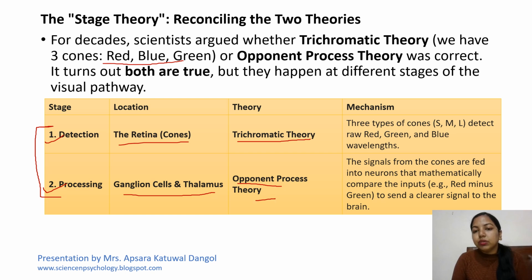The detection process is about trichromatic theory and the processing is opponent process theory. In trichromatic theory, there are three types of cone, S, M and L, that detect red, green and blue wavelengths, while in opponent process theory, the signals from the cones are fed into neurons that mathematically compare the inputs, that is, red minus green, black minus white, and blue minus yellow, so as to send a clear signal to the brain.